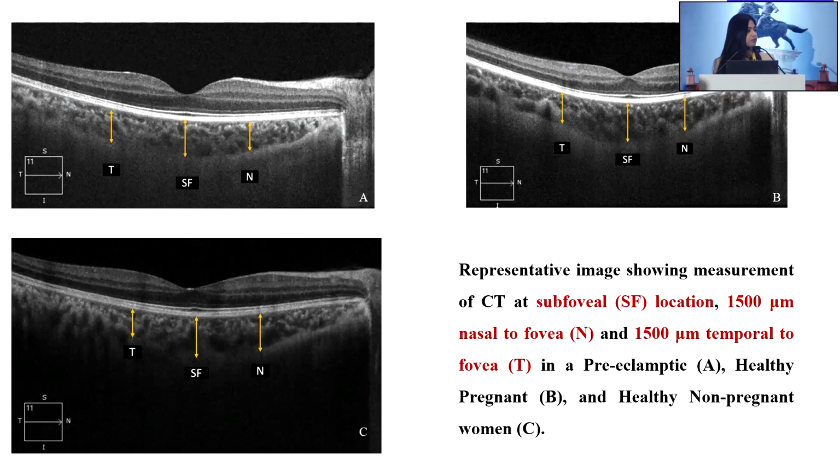So this is the representative image of the 3 groups, where the subfoveal, nasal, and temporal measurements are taken manually. Image A shows the preeclamptic group, B is the healthy pregnant group, and C is the non-pregnant women.